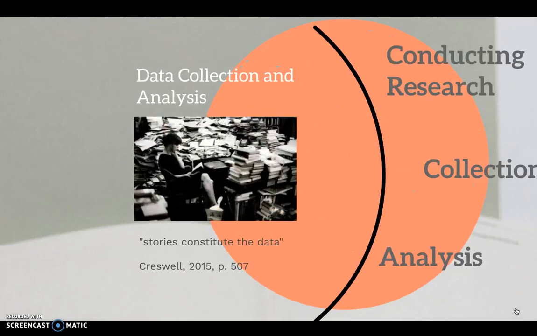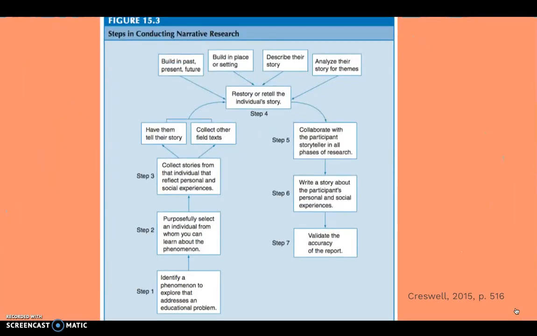Creswell states that stories constitute the data. And so when conducting research, you have to consider 7 steps. Steps 1 and 7 are very similar to other types of research. However, steps 3, 4, 5, and 6 in narrative research are quite distinct. They include collecting stories, restoring and retelling the individual story, collaborating quite heavily, and then rewriting a new narrative.